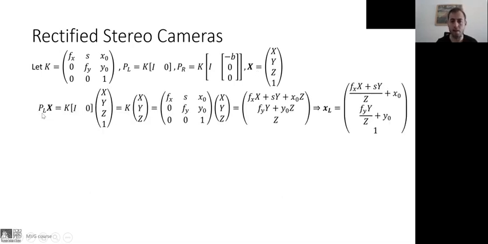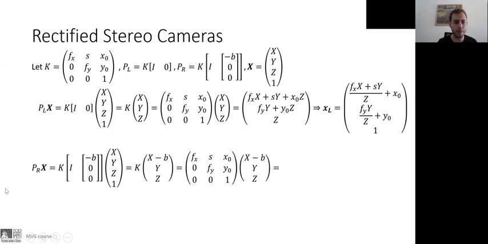And then first, let's multiply capital X by PL. So we have PL here, and we multiply it by X, Y, Z, 1. So we have identity multiplied by X, Y, Z minus 0 times 1. So we get X, Y, Z. And then we multiply the calibration matrix with X, Y, Z, and we get this following vector. So to get image coordinates, we need to divide by the third coordinate of this vector. Then we get the following two coordinates, the x coordinate and the y coordinate for XL.